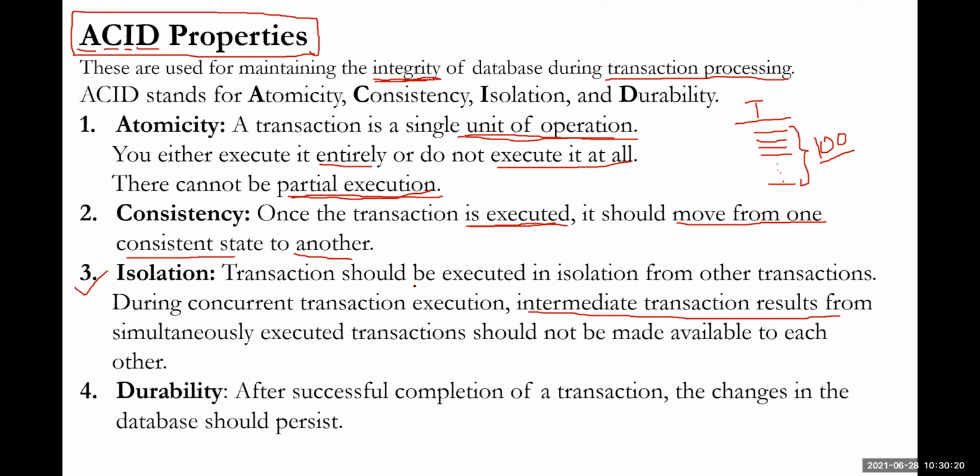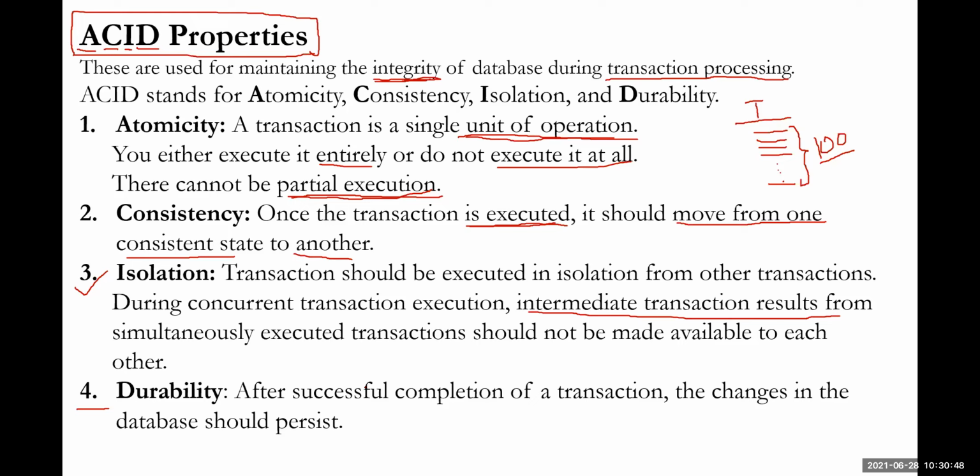Then durability. You have to allocate the CPU for the entire execution of that particular transaction, the whole execution of that transaction. Such a thing is called database durability. So these are the 4 different types of properties which are very important.